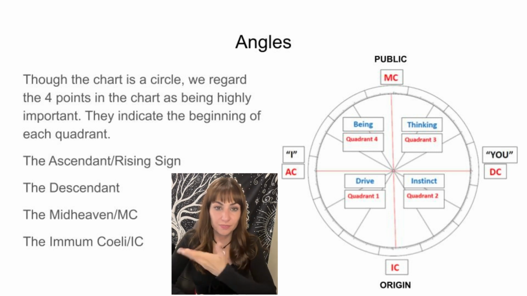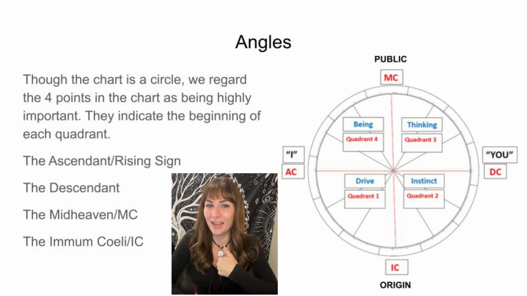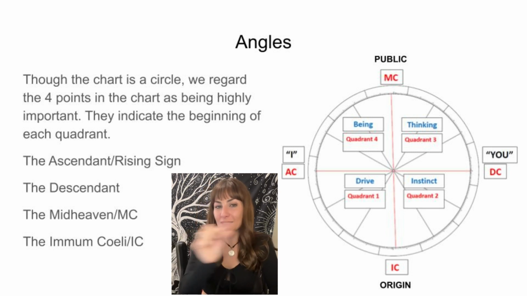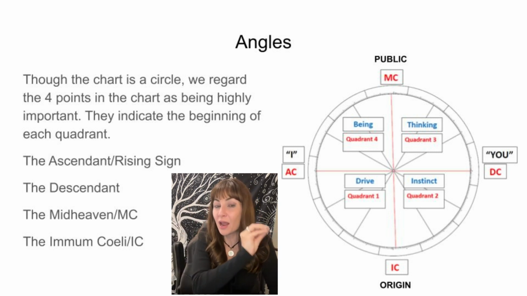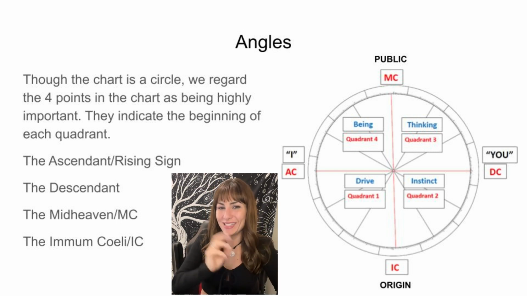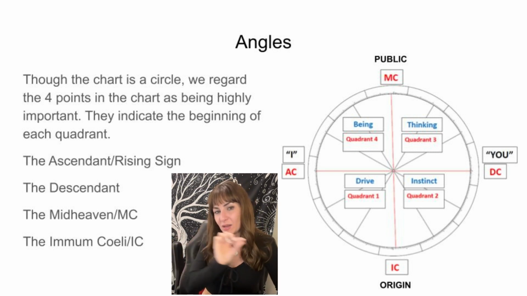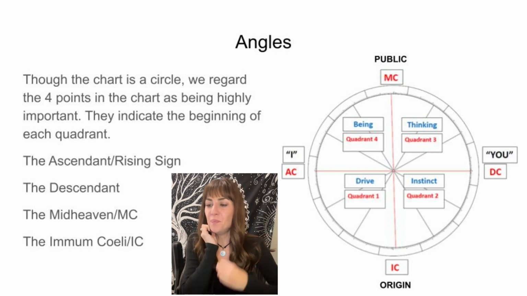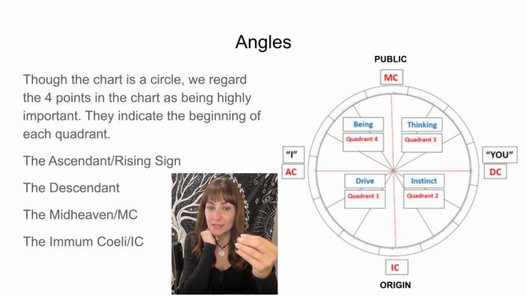It's a big deal. It's the I in the chart. And it is what sets up all of the houses. That birth time sets up all the houses because it sets up your ascendant. So what is not me, the ascendant or rising sign, is you, the descendant. It's exactly opposite on that horizontal line. The descendant is so important for relationships.